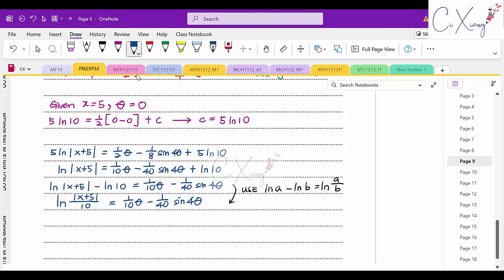Okay, then next step. So what should I do for the next step? Now, I want to bring the ln over. Okay, so this ln is very troublesome. I want to bring it over. So you need to know that when you want to bring the ln over, it will become the base e. Then all the numbers on the right will become the power. So I'm having 1 over 10 and then (x plus 5). When I bring the ln over, it will become e with the power theta over 10 minus sine 4 theta over 40.